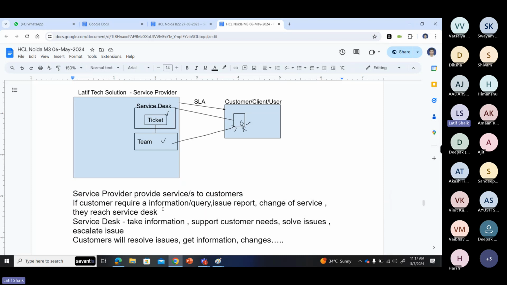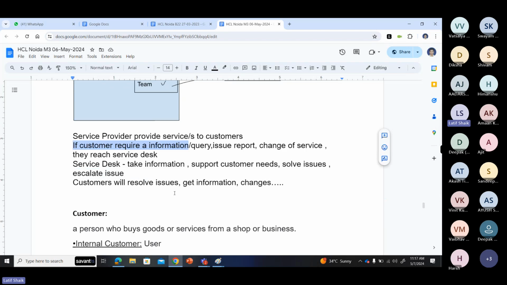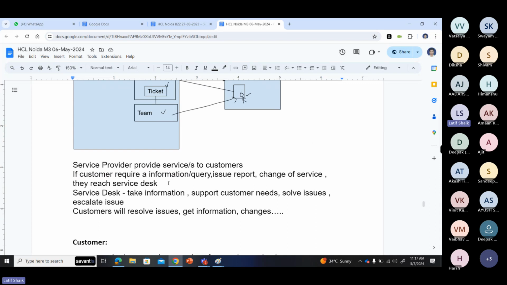If the customer requires information, or a query, or is reporting an issue, or needs some change of services, they reach the service desk. As I said, for example, the server is unable to be accessed, to report that issue. Maybe the server is working slowly. I want to increase my RAM capacity, or maybe the storage of the server provided is very little. I want more storage capacity. Already 500 GB is there, now I want 2 terabytes of storage. So that is a change of the services.